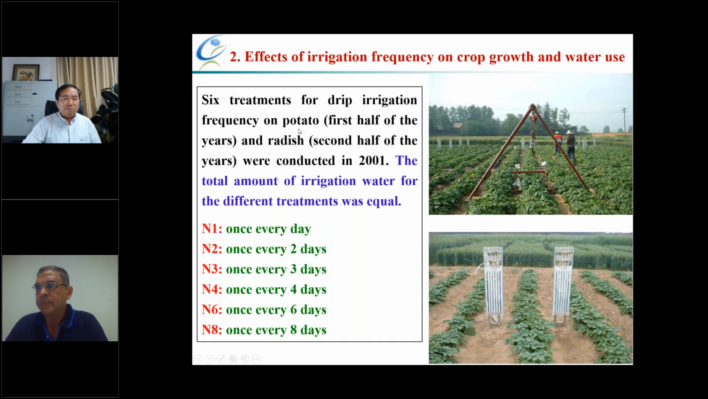Six treatments for drip irrigation frequency of potato in the first half of the year, and radish in the second half of the year, were conducted in 2001. The total amount of irrigation water for the different treatments was equal. The treatments of irrigation frequency were: once every day, once every 2 days, once every 3 days, once every 4 days, once every 6 days, and once every 8 days.